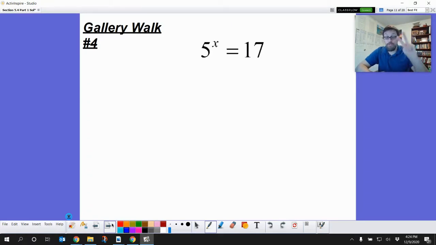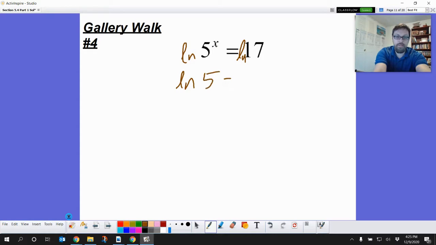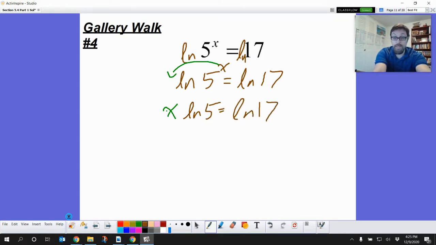So I move to option 2, which is, can I take the natural log of both sides? And I can. So I'm going to ln, ln. So now I have the ln of 5 to the x equals the ln of 17. And since I've got an exponent inside of that logarithm, I can bring it in front. And x is no longer stuck up in that exponent. So I'm able to bring it in front, and I'm going to be able to get that x by itself. All I got to do is divide both sides by the ln of 5.